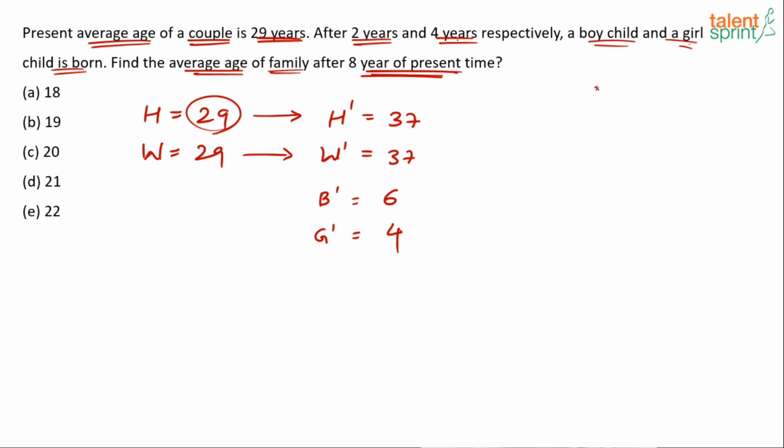But how do you estimate that? See, currently we are in 2019. Let's say this is the present time. After 2 years, the boy child was born. So the boy child was born in 2021. He's asking us to get the average of the family after 8 years. See, this is the present time.